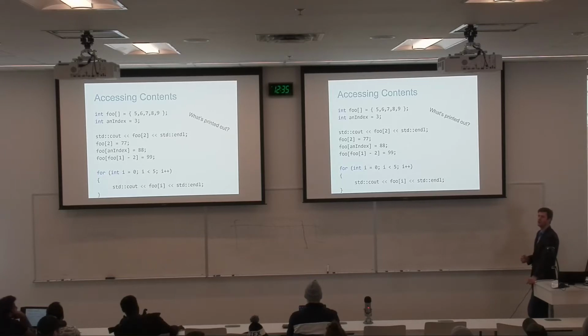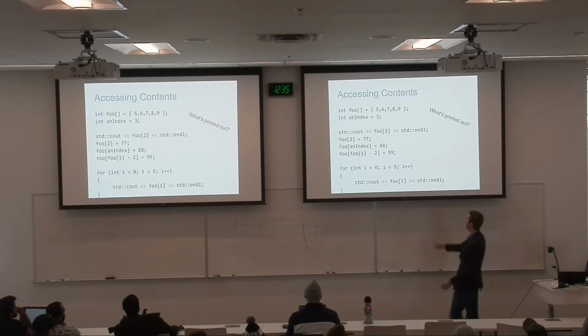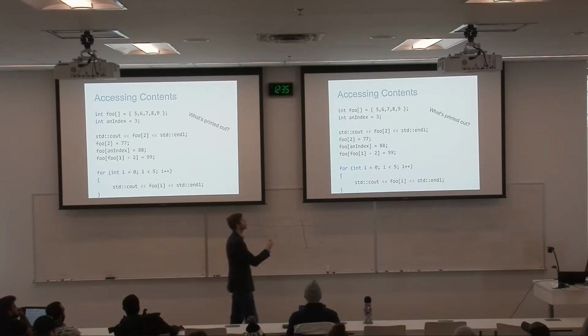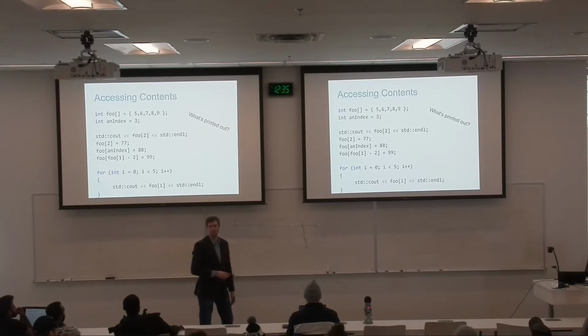All right, so who wants, someone yell out what's going to be printed out. 5, 6, 77, 88, 99. Perfect. Why? Well, so we have 5, 6, 7, 8, 9. Foo at location 2, which is 0, 1, 2. Okay, that's the 7. Turn that to 77.